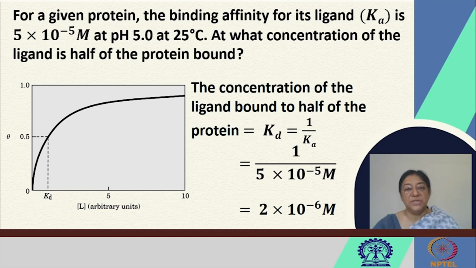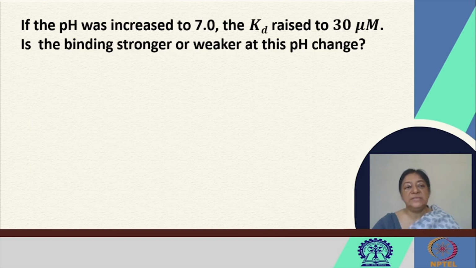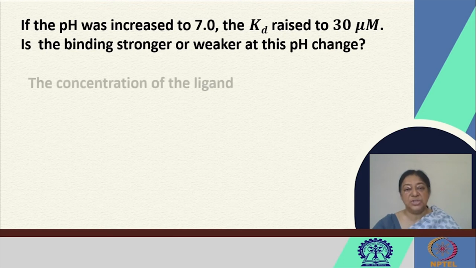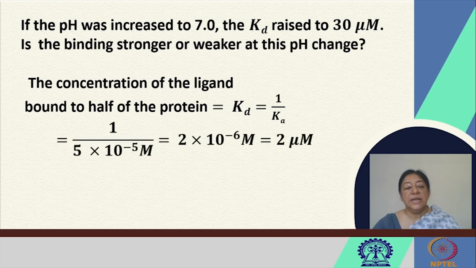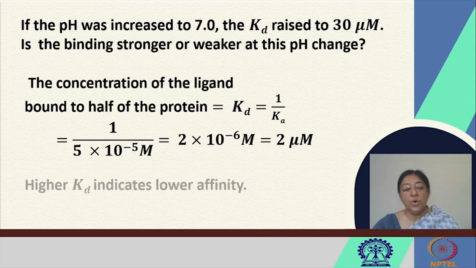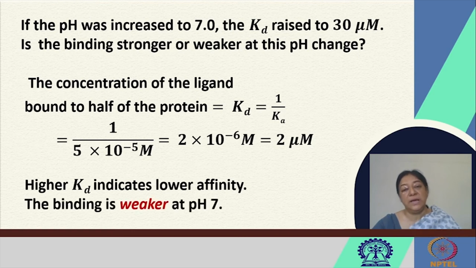If we now have some additional information about our protein, say that if the pH was increased to 7, the Kd rose to 30 micromolar, is the protein binding stronger or weaker at this pH change? So the concentration of the ligand that we found in the previous case bound to half of the protein corresponded to the dissociation constant. Now we have this at 2 micromolar. Now if the pH is raised to 7, we have that the Kd is 30 micromolar. Now we know that a higher Kd indicates a lower affinity. So this means that the binding is weaker at pH 7.